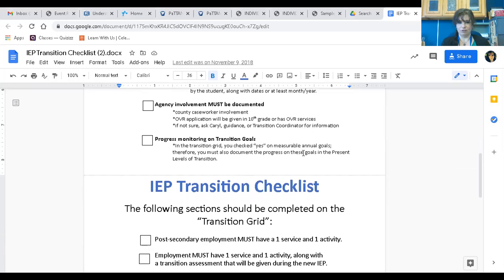Progress monitoring on the transition goals, as we've discussed. So you must keep track of the goals and how they are progressing, and they should continue to progress throughout the years of an IEP from the age of 14 until they graduate, whether that's 18 or if they stay until they're 21.